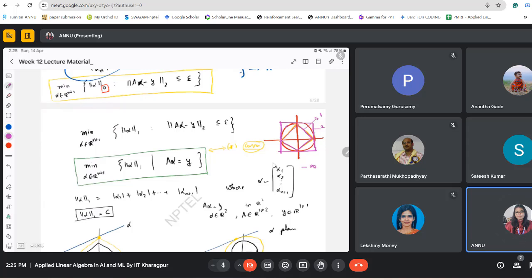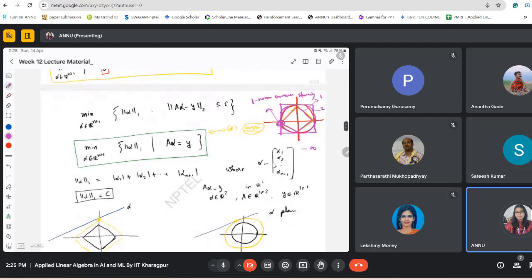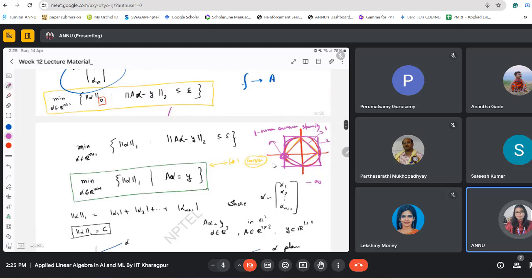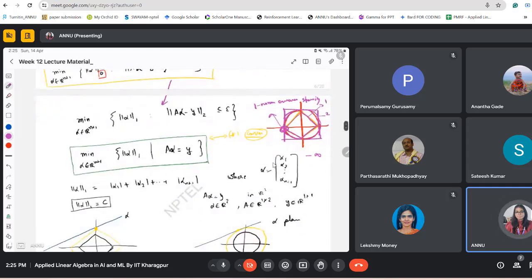Okay, so if you plot this, this is the one norm. And if you have a solution alpha, this is one of the solutions. If you have solution alpha 1, alpha 2, alpha 3, wherever this corner is touching. Whereas in this case, you will have this as an alpha plane, in the 2 norm. So what is the difference between the 1 norm and the 2 norm here?